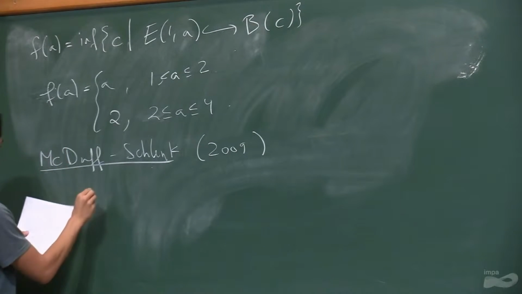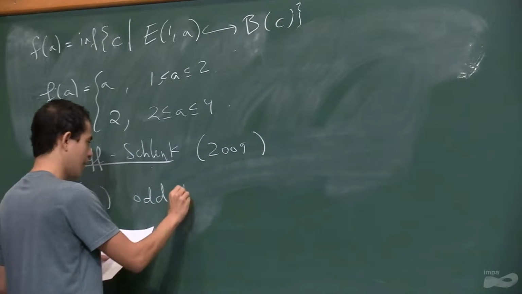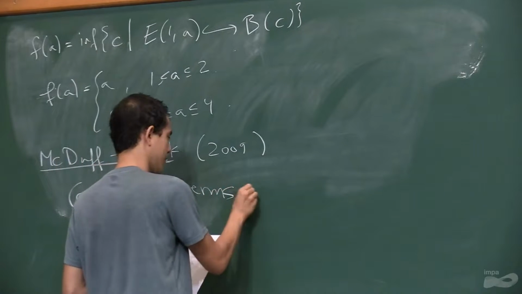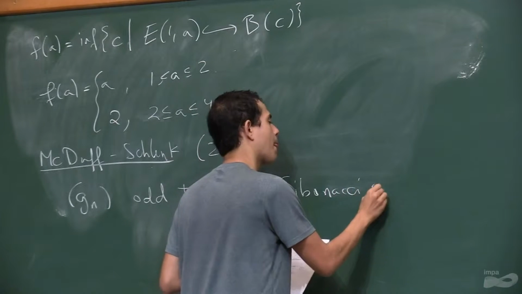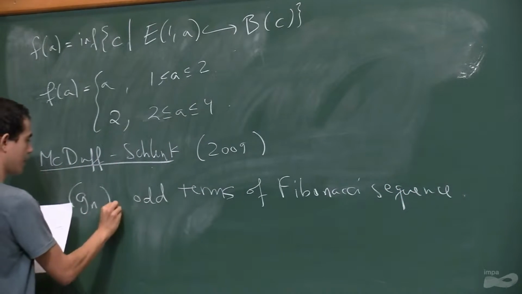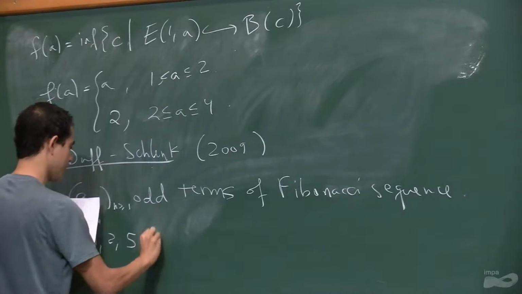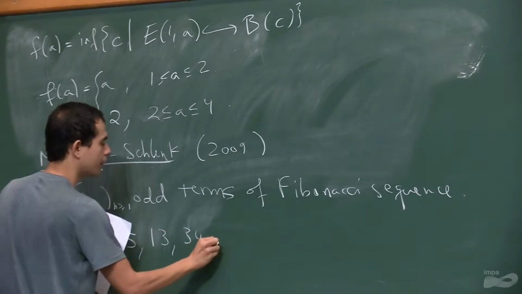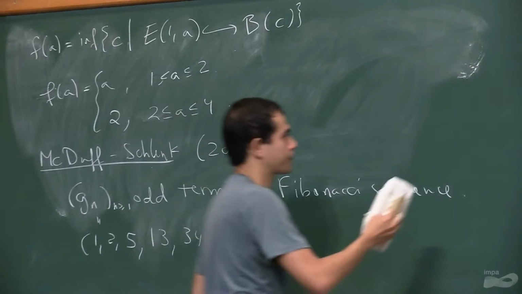So consider the sequence g_n of the odd terms of the Fibonacci sequence, for n greater than or equal to 1. So this is 1, 2, 5, 13, 34, etc. Write down the Fibonacci sequence and just take the first, the third, the fifth, the seventh term, and so on. Okay?